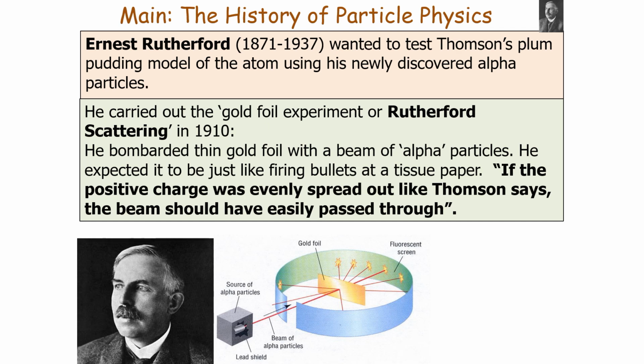He bombarded thin gold foil with beams of alpha particles, and he expected it to be just like firing bullets at tissue paper. The famous quote was, "If the positive charge was evenly spread out, like Thomson said, then the beam should easily pass through." So what happened in this particular test to look at the structure of the atom?